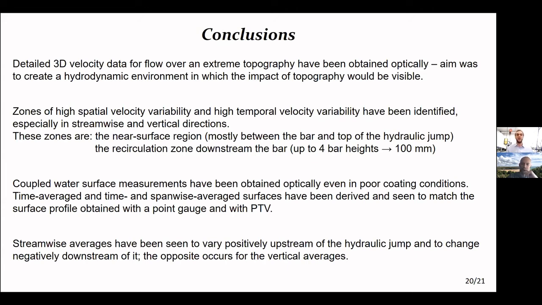Coupled water surface measurements were obtained optically as well, using DAC, even in poor coating conditions. The statistics were seen to match the results of the measurements taken both with PTV and by means of a point gauge. And regarding the statistics, they vary positively upstream of the hydraulic jump and change negatively downstream of it for the streamwise velocity, while the opposite occurs for the vertical averages.